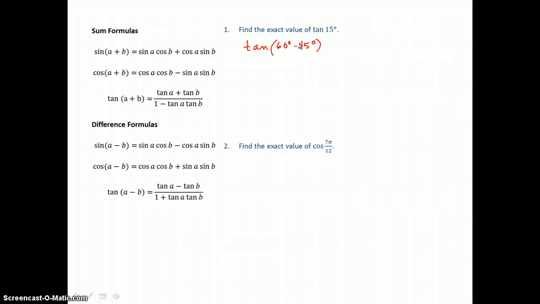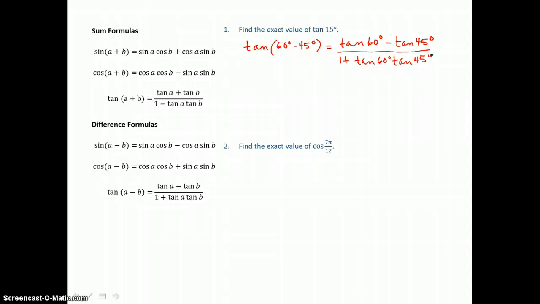So I have the tangent of a difference, and I can use the difference formula for tangent in order to evaluate. I can write this as the tangent of 60 degrees minus the tangent of 45 degrees over 1 plus the tangent of 60 degrees times the tangent of 45 degrees.